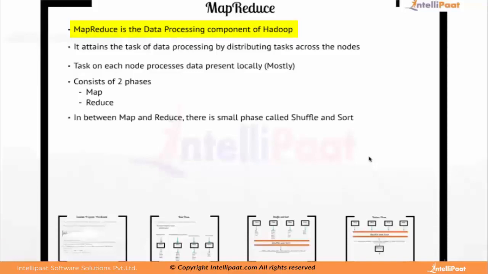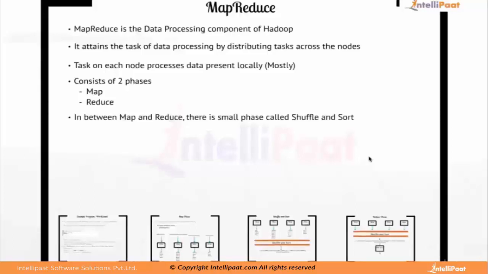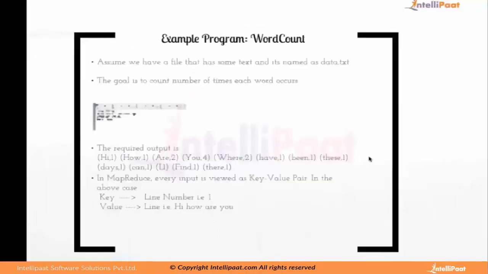MapReduce is the data processing component of Hadoop. It attains the task of data processing by distributing tasks across the nodes. The task on each node processes data locally. In between map and reduce, there is a phase called shuffle and sort. So there are two phases, map and reduce, and in between them is a phase called shuffle and sort.